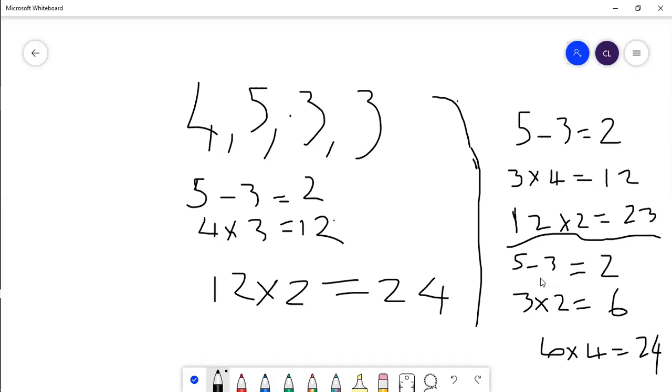You're still using the numbers. 5 minus 3 came from 5 minus 3. Then I got my answer. I multiplied it by 5 minus 3, multiplied it. Got my answer of 2. 2 times 3 is 6 times 4 is 24. That's the one I thought of now that can also work, to say, remember that 6 times 4 is 24.